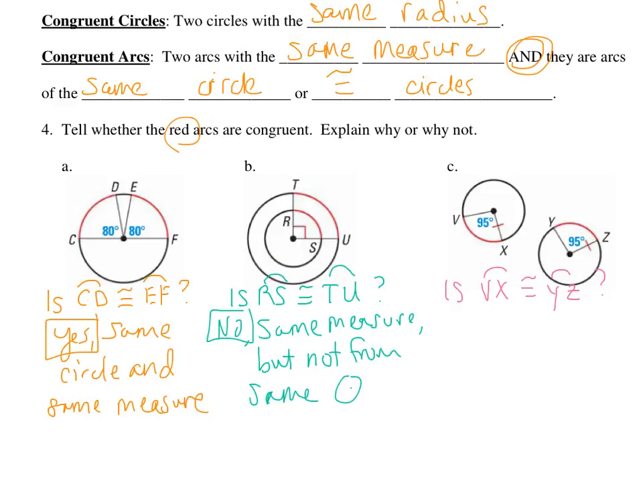So then for letter C, is arc VX congruent to arc YZ, and they are congruent circles, and we know that they're congruent circles because they have the same radius. So we have congruent circles, and if they're congruent circles and they have the same measure, then we can say yes, that they are congruent arcs.